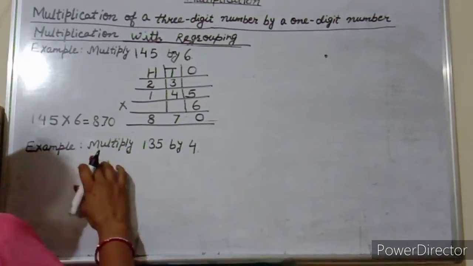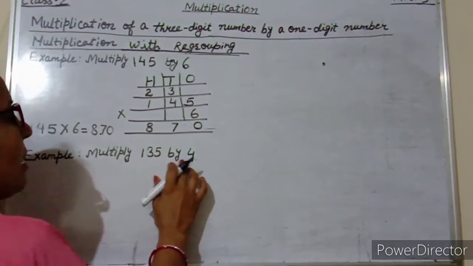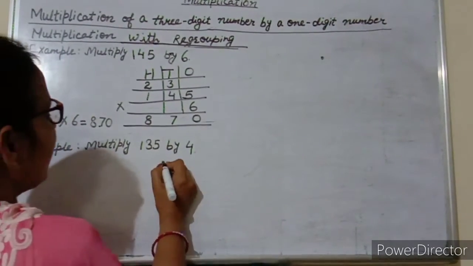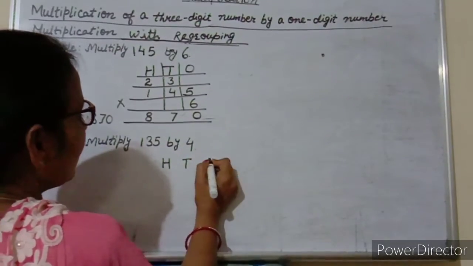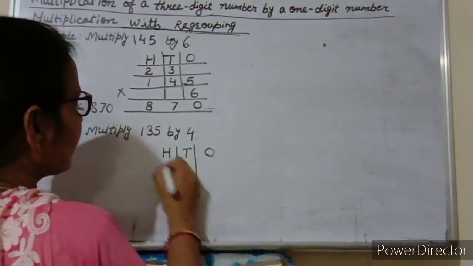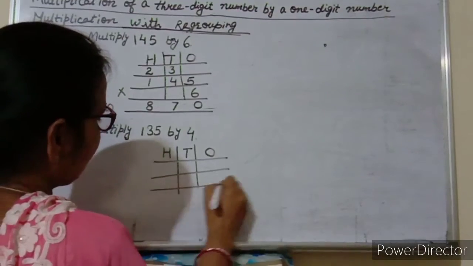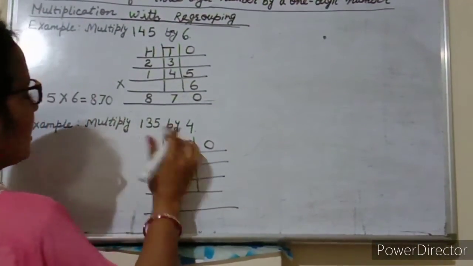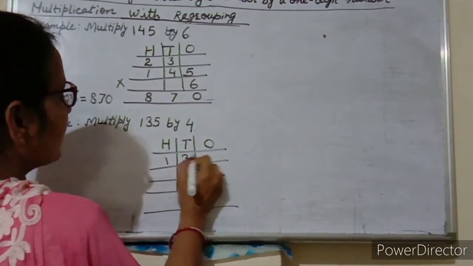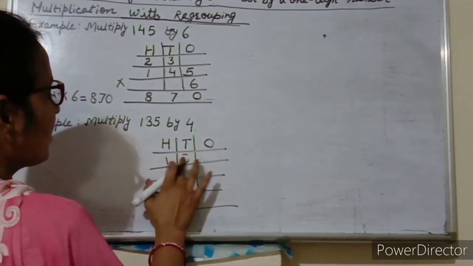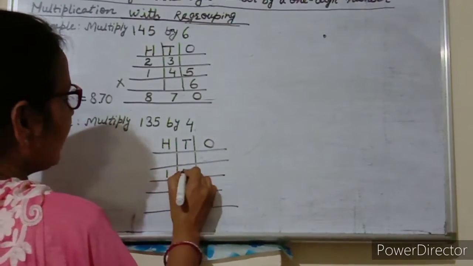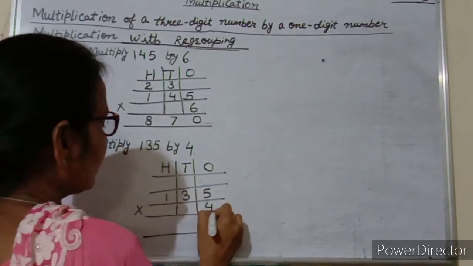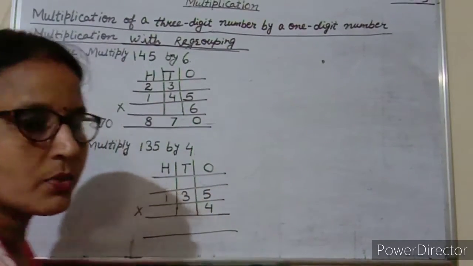Now students, one more example I have given you to do. Multiply 135 by 4. Again, the same process you have to do. Make a column like this. Write these numbers: 135. Sorry, 135 into 4. Again, students.